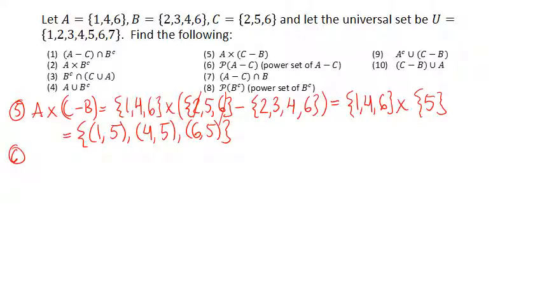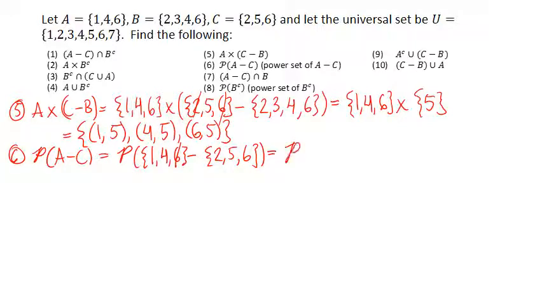All right, number 6, so I'm doing the power set. I put it in parentheses that it was the power set because I couldn't quite make the same script P that was in the textbook. So this is the power set of A minus C. So let me do the A minus C part first. So that's going to be 1, 4, 6 minus 2, 5, 6. So I'm going to take away anything in 1, 4, 6 that was in 2, 5, 6. So I'm going to take away the 6. So this is going to be the power set of just 1 and 4.